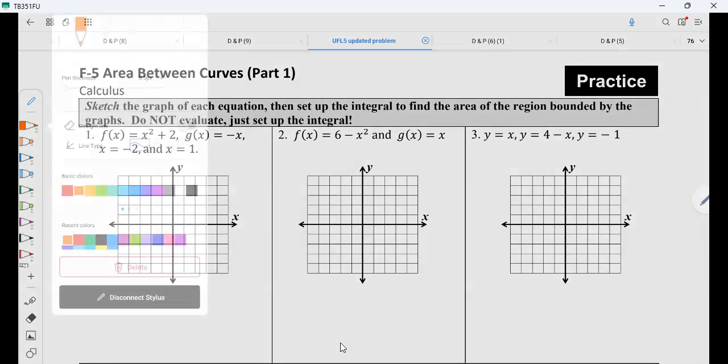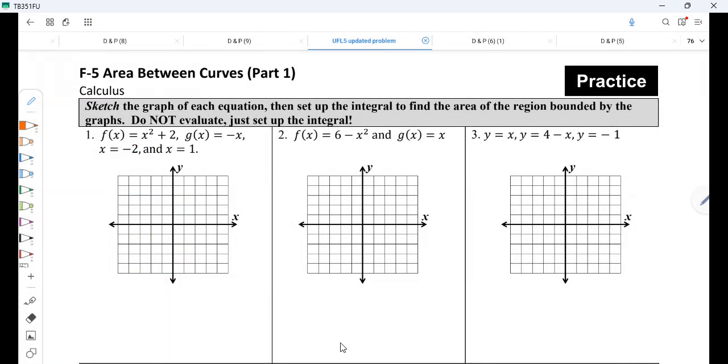So all of these are things that you should have an idea of what they look like in your head. X squared plus 2 is a parabola that opens up and has a y-intercept of 2. And negative x is a perfectly diagonal line that goes through the origin and has a negative slope. By perfectly diagonal, I mean it goes right through each of the grid line squares. So those two things do not intersect.